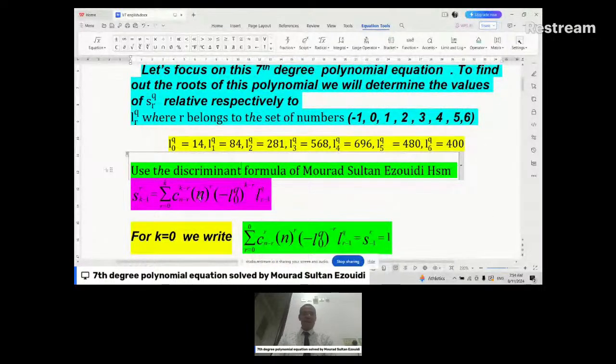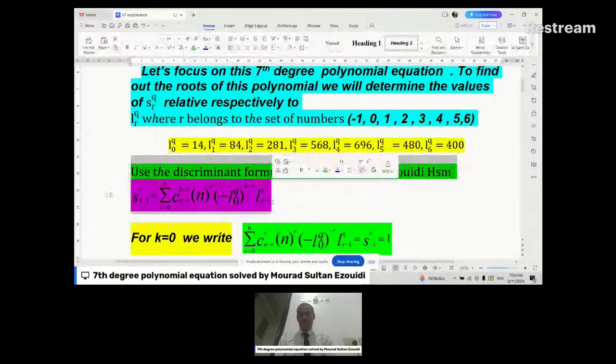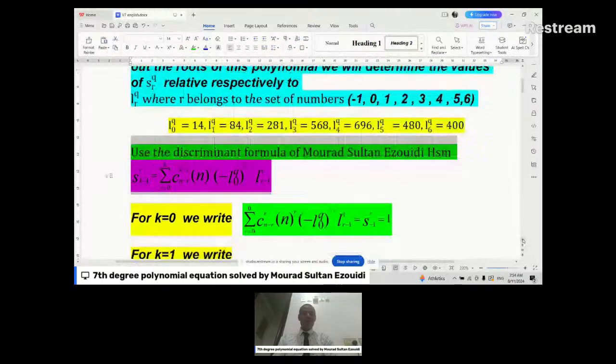Now, learners, this discriminant formula that I told you about, okay, it's very important. Learners, you are going to use this one for finding the new coefficients of your new seventh degree polynomial equation. And I'm telling you a secret: there is a relationship between the roots of your original seventh degree equation and the roots of your new seventh degree polynomial equation. This secret will give you a slight idea how you can find your exact roots with no estimation. Let's start.